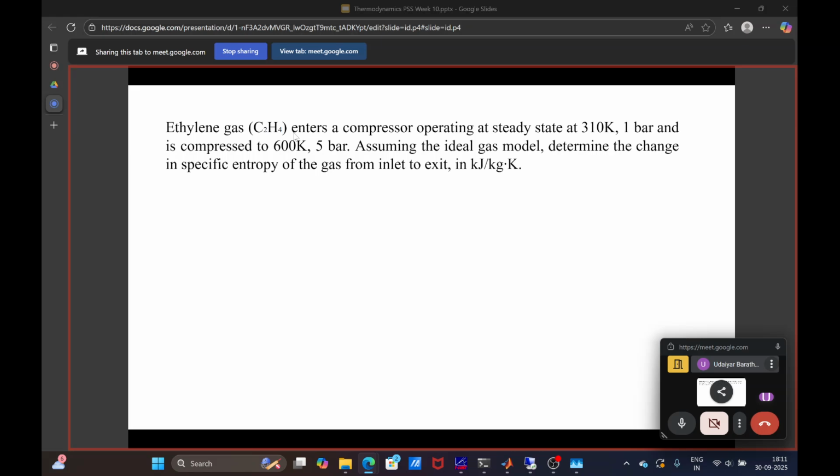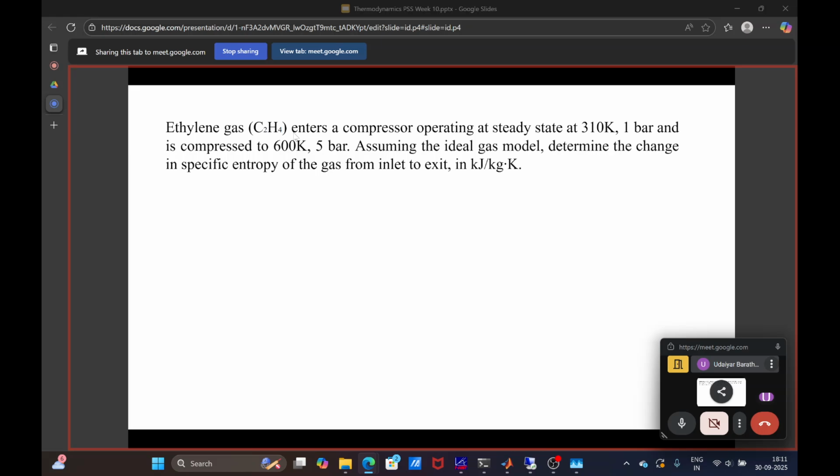In the previous case, if you saw, your pressure reduced and your temperature increased. So some combination of process is happening, but we were concerned only with the end states and we estimated the change in entropy. Here there is a compression process which is happening for ethylene. A similar kind of approach we will take.